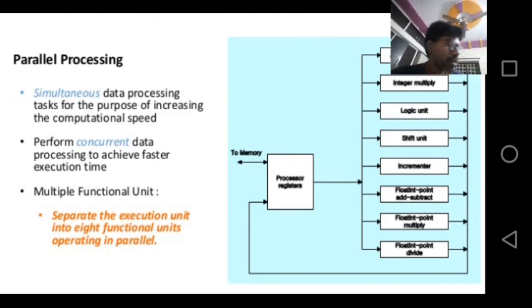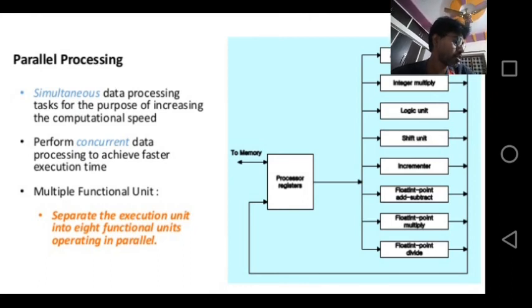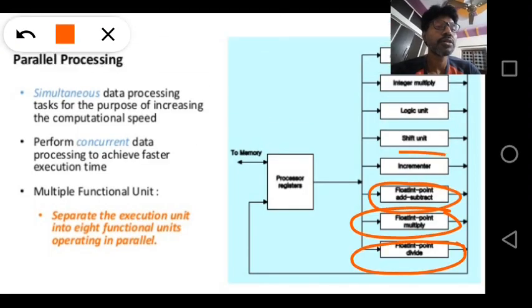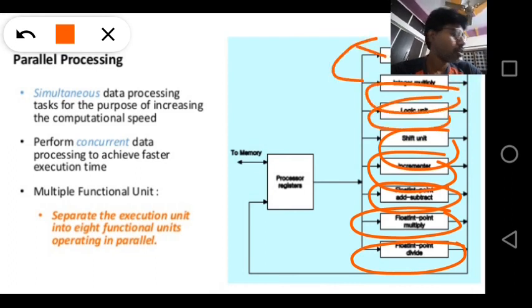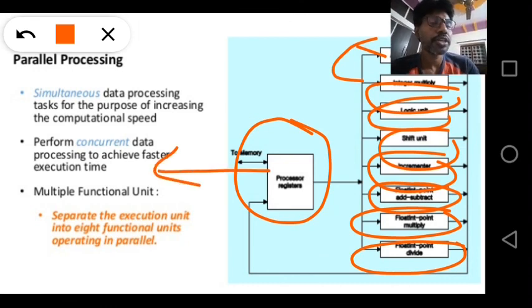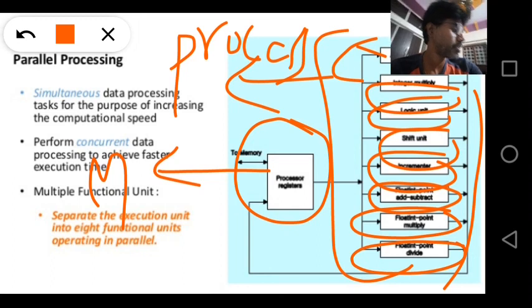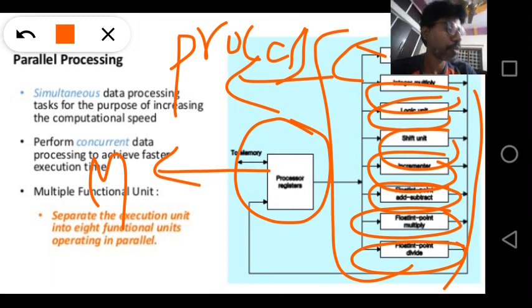Now we see that parallel processing is really simultaneous data processing tasks for the purpose of increasing computational speed. If you take the processor registers, by having separate functional units we can perform all the tasks in parallel. Here, this is my processor with its registers, connected to memory, and this processor has been divided into different processing elements such as adder and subtractor, which exclusively perform addition and subtraction.